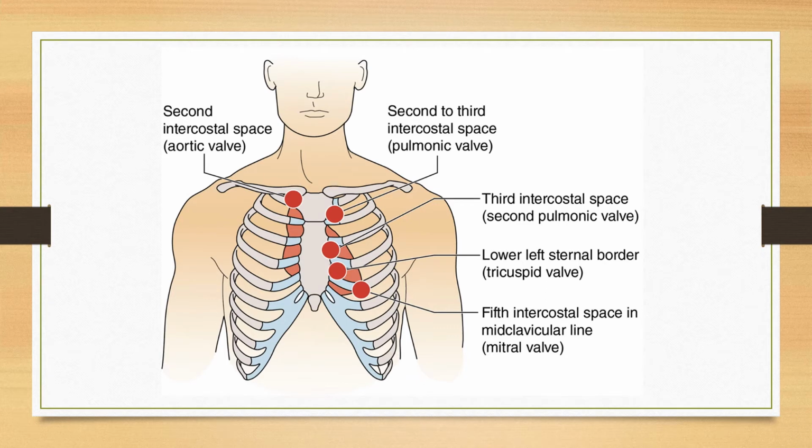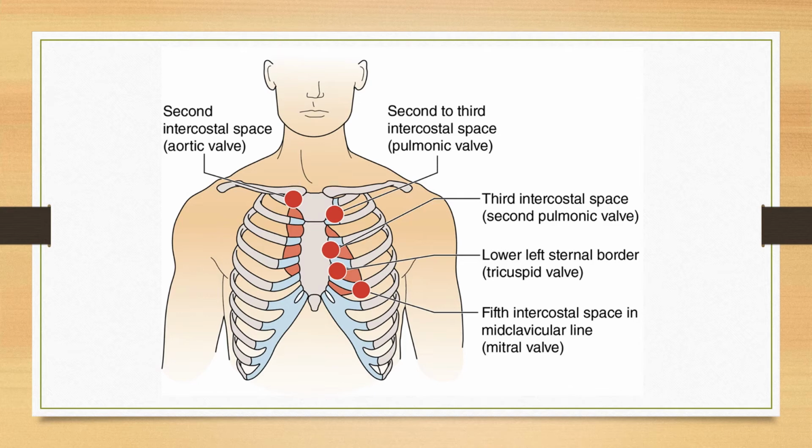So these are your listening spots, as to where you need to listen. How I learned it to remember is ape to man. So the aortic valve is first, which is your A, and then you go pulmonic.